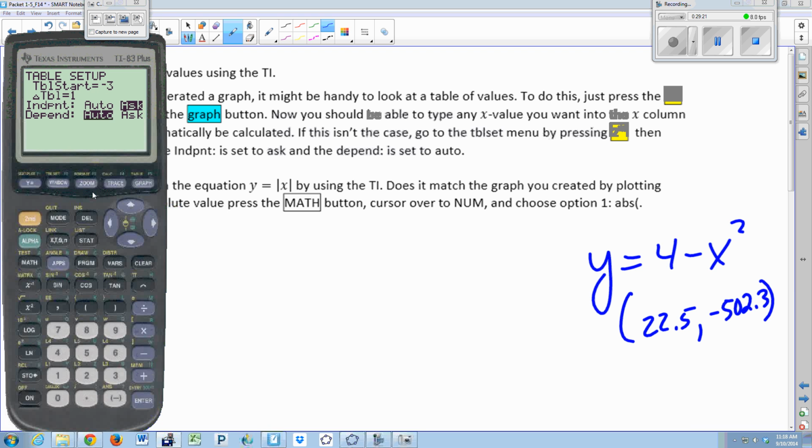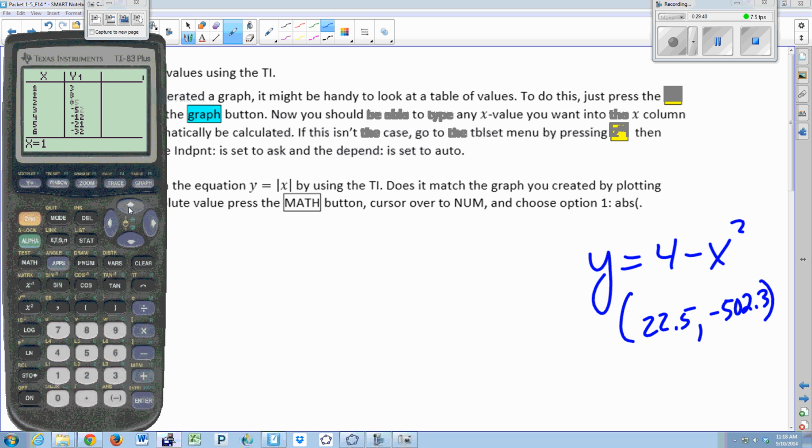So this is where you get to toggle and say, either fill it in automatically, which if you do that, the table is going to look like this. See, it starts with -3, goes to -2, -1. It just goes on forever and ever, giving you all the y values incrementing by 1.